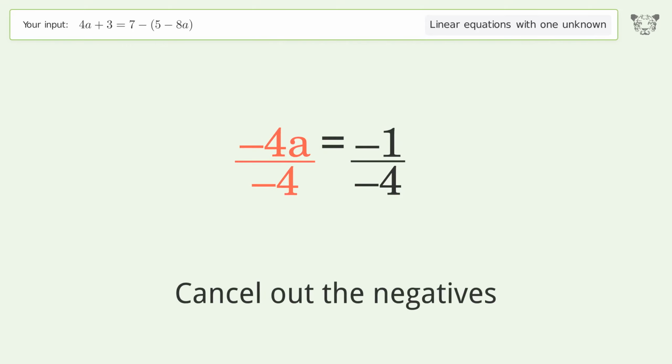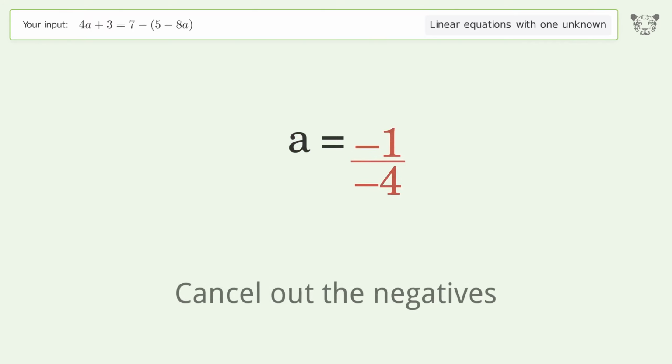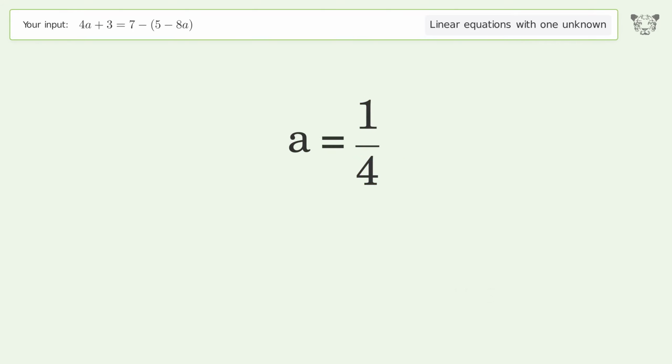Cancel out the negatives. Simplify the fraction. Cancel out the negatives. And so the final result is a equals 1 over 4.